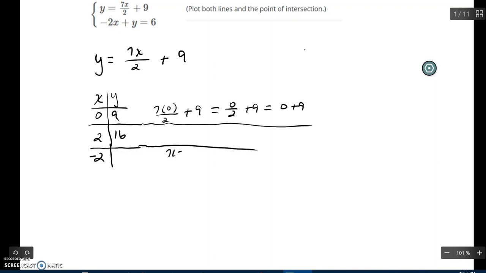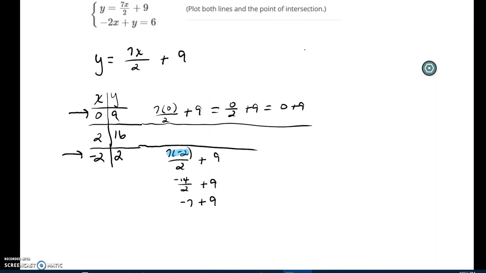So 7 times -2 divided by 2 plus 9. Well, 7 times -2 is going to give us -14 over 2 plus 9. -14 divided by 2 is -7 plus 9. -7 plus 9 would be a +2. And I know that'll fit on the graph, so I'm going to plot the 0, 9 and the -2, +2. Alright, that's the first equation.